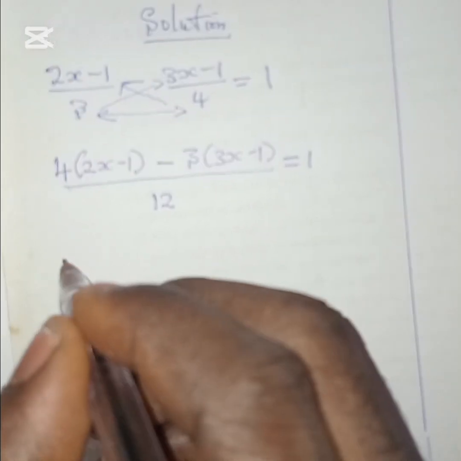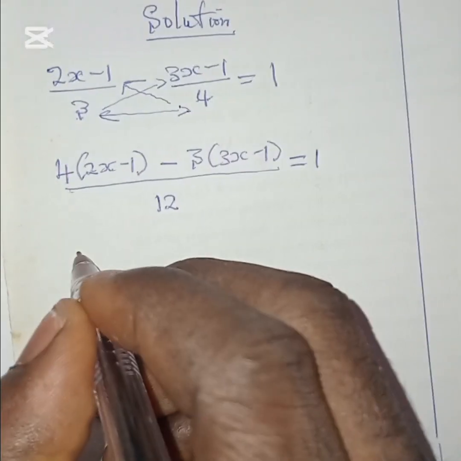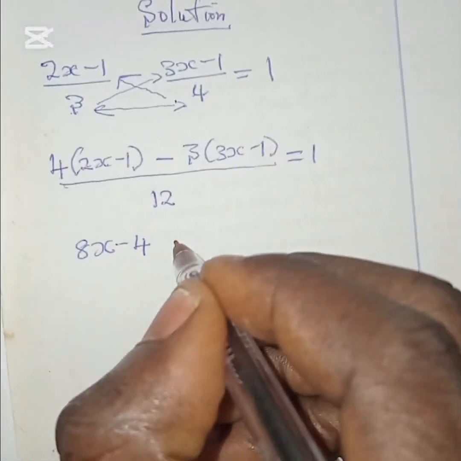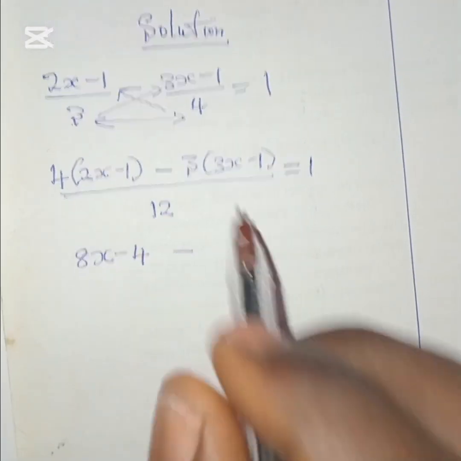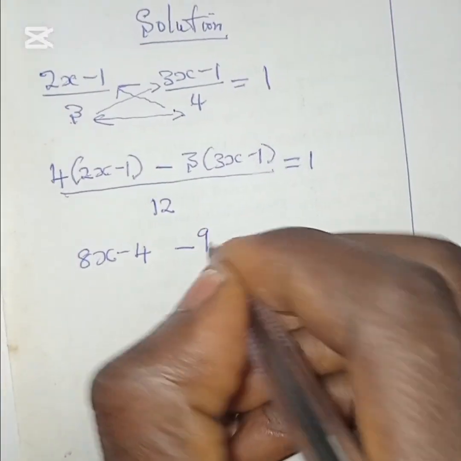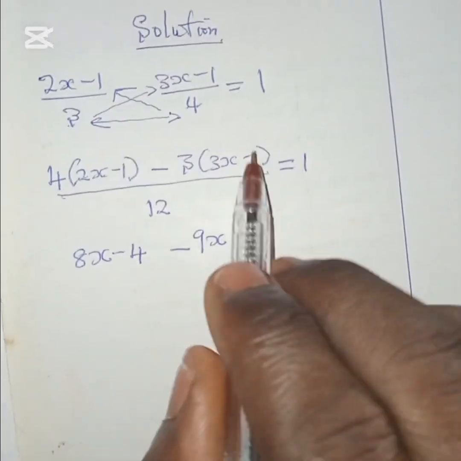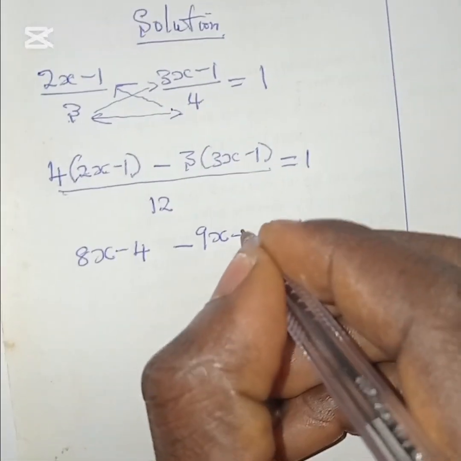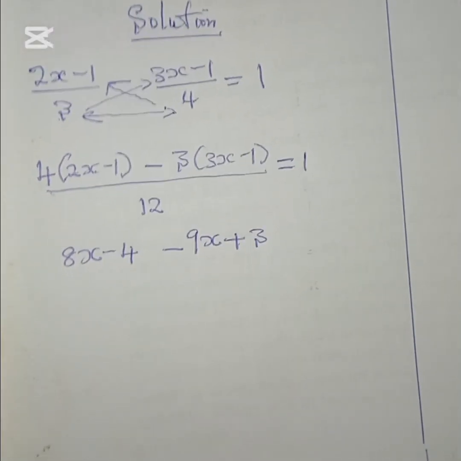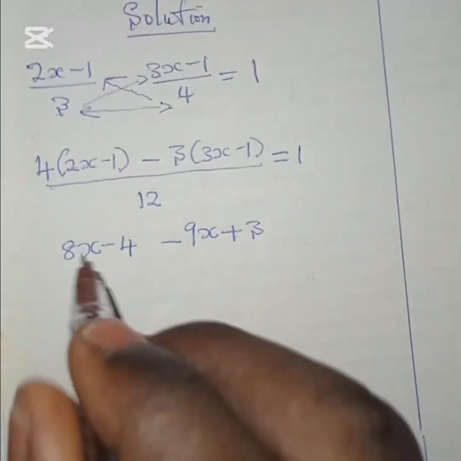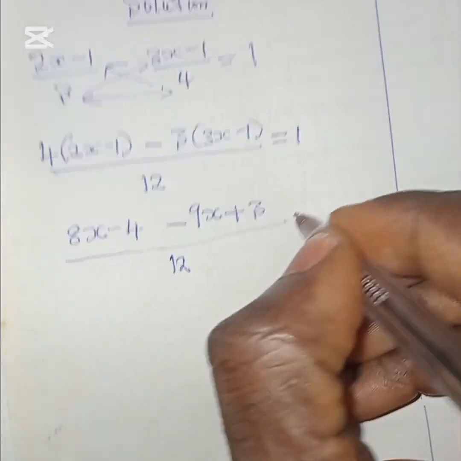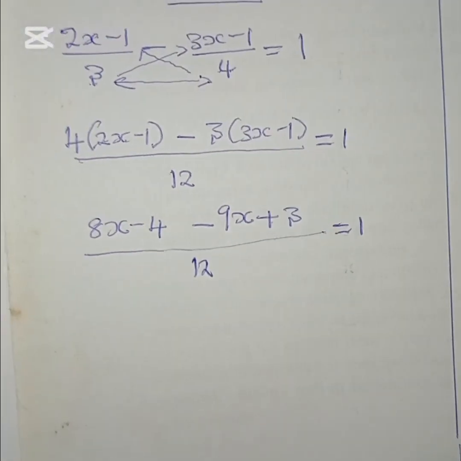The next step is now saying 4 multiplied by 2x will give you 8x. 4 multiplied by minus 1 will give you minus 4. Now, minus 3 multiplied by 3x will give you minus 9x. Now, minus 3 multiplied by minus 1 will give you plus 3. Remember, anything multiplied by 1 is the same thing as the number. So, all over 12 is equal to what? 1. So, that is the second step.